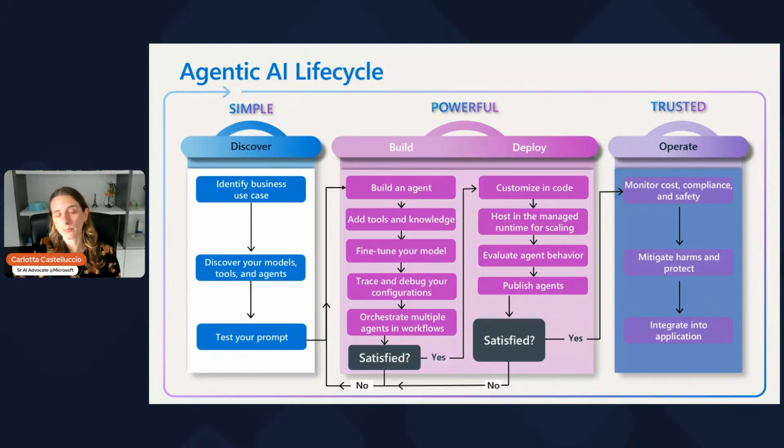So you can go from left to right, but also from right to left, because in some cases, you might need to go back and test your app again with a different model, a different prompt, or a fine-tuned version of your model, and so on and so forth, in a continuous improvement cycle.